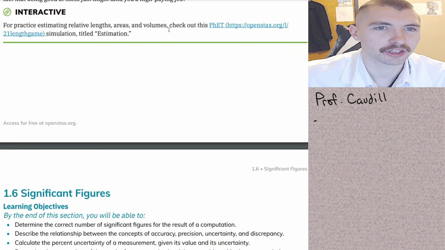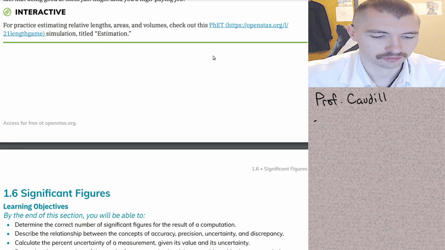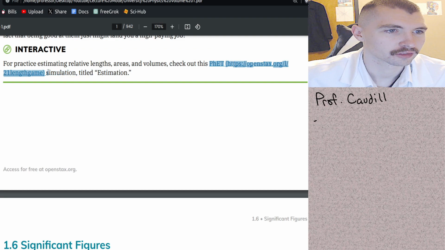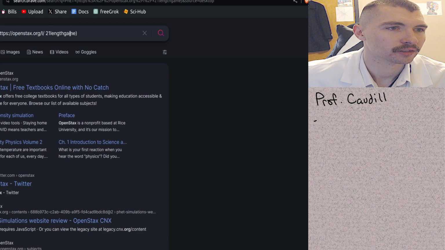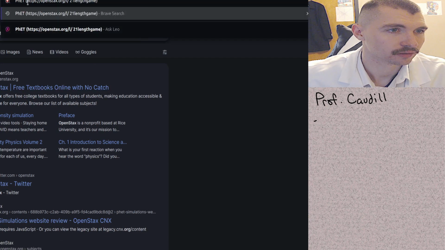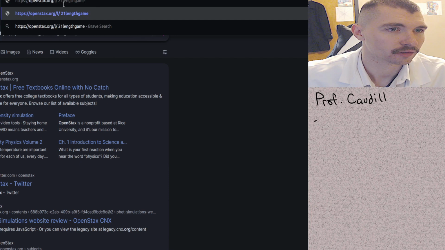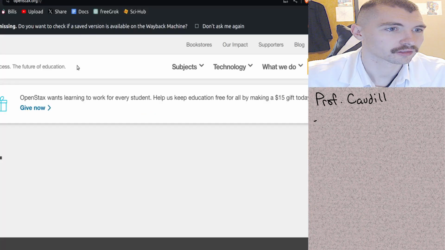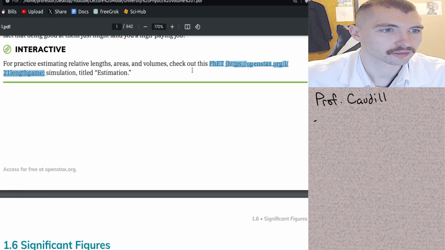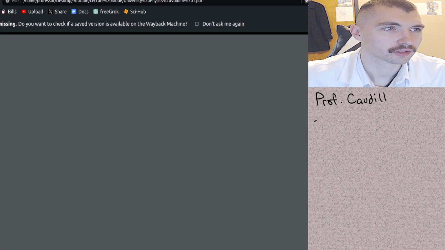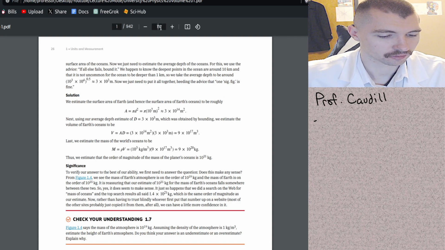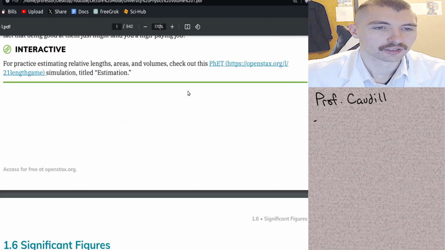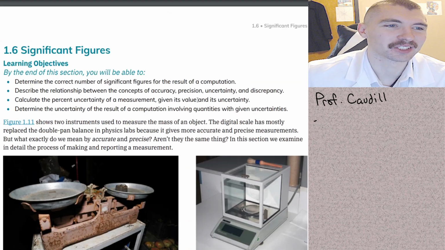For practice estimating, all right, let's try this. Page not found. That's unfortunate. All right, moving on. Significant figures.